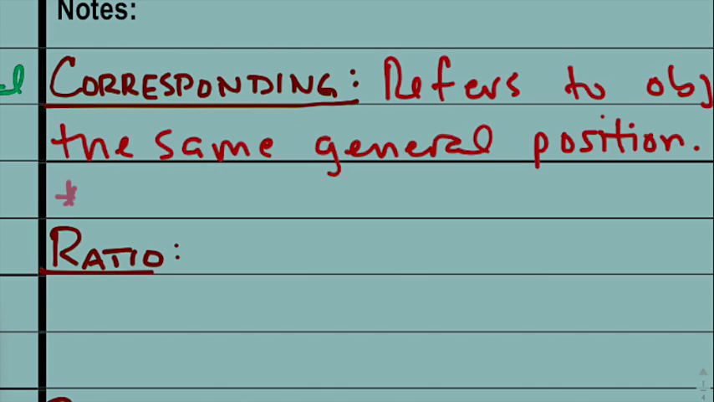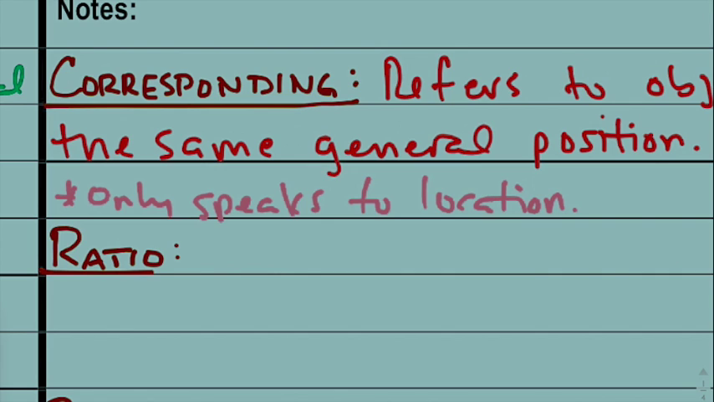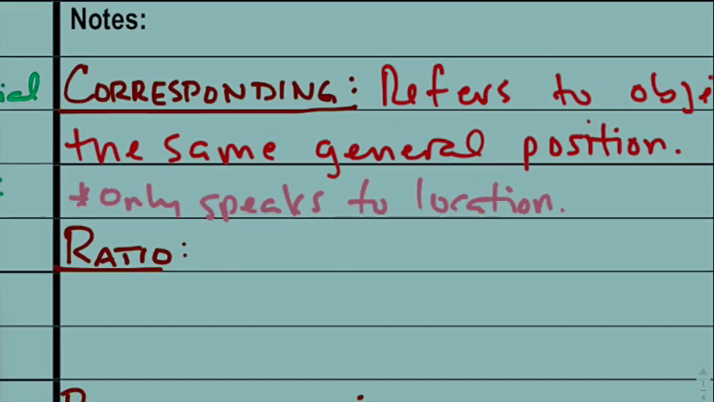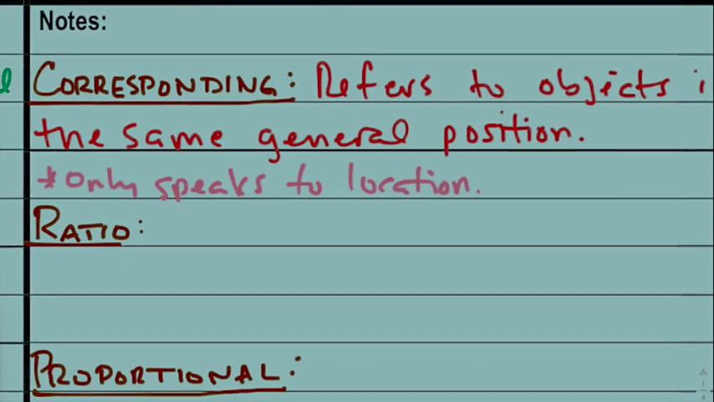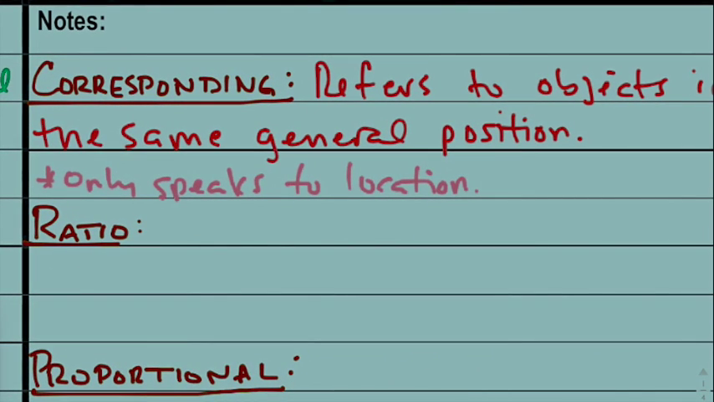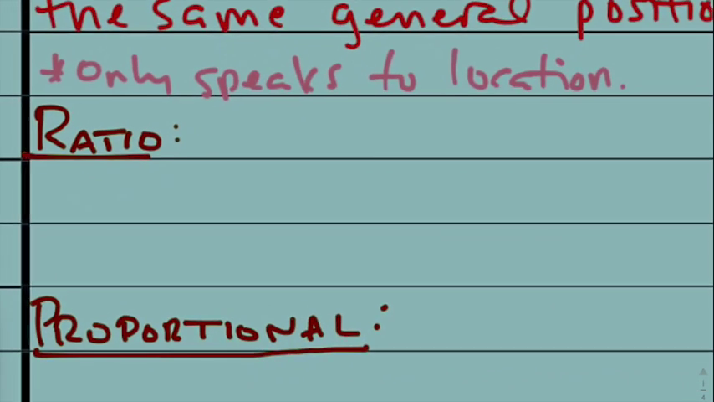So this only speaks to location. Okay? So being corresponding does not guarantee congruency. It does not guarantee non-congruency or any relationship of the sort. Again, it's simply a position. Now let's talk ratio.